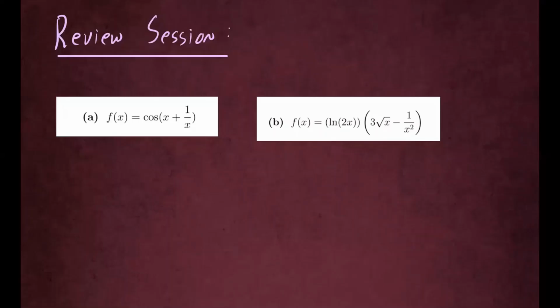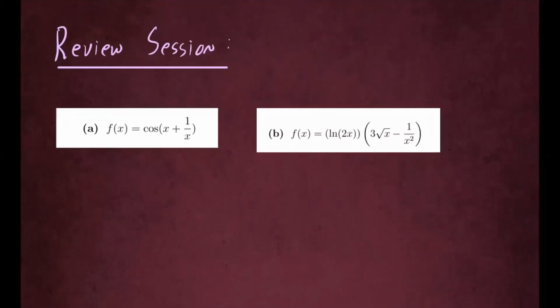All right. So here we have two functions and the question asks us to find the derivative, f prime of x. So for the first one, how do you find the derivative? What do you guys think?